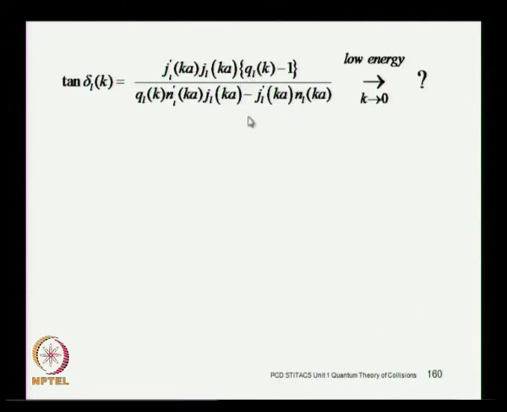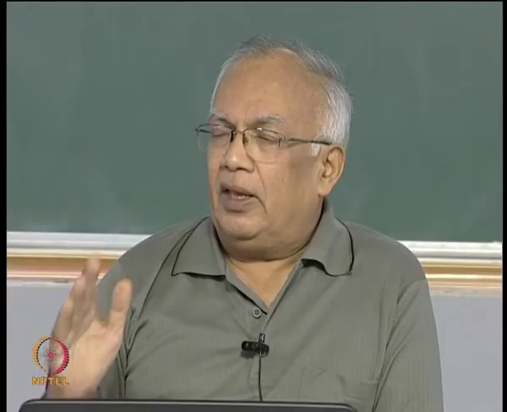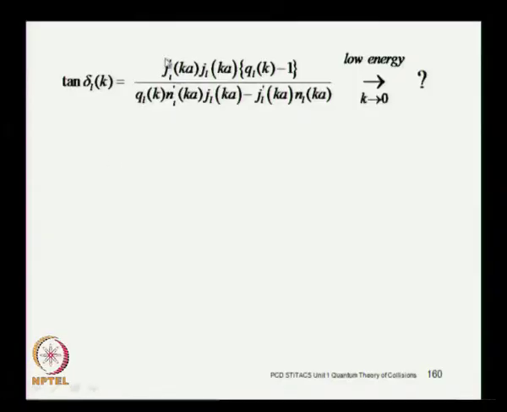Now, let us ask, how does it behave at low energy? Okay. As the energy of the projectile is diminished, and in the low energy limit as k tends to 0, what is the value of the phase shift? How does it change with energy? What is its energy dependence for small energy? Now, that is the question we raise here. We will also later consider the high energy limits.